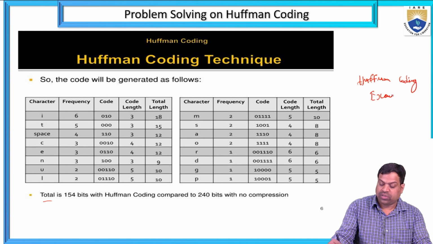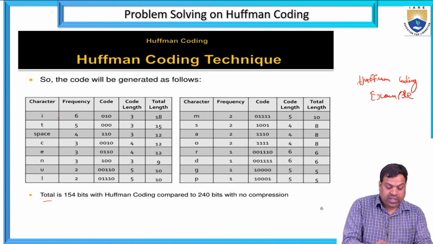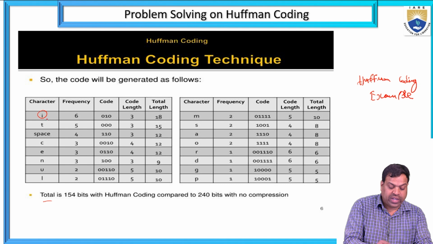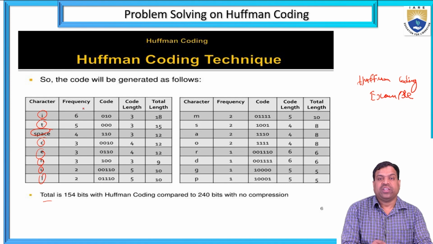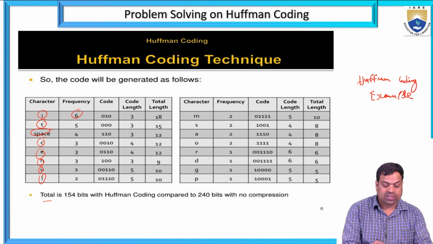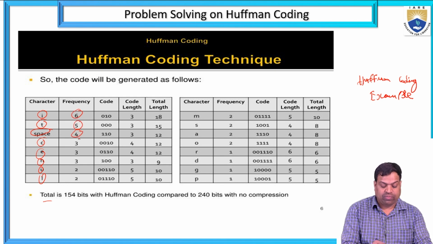Huffman coding example. Here I am taking the input characters: one is a space, C, E, U, I, T. And what are the frequencies? Suppose I am taking the character I, the frequency is 6. Here the frequencies are 5, 4, 3, 3, 3, 2, 2, like this.